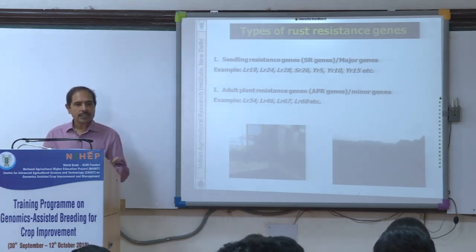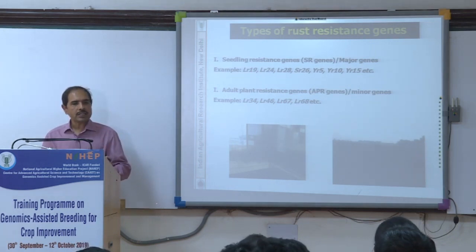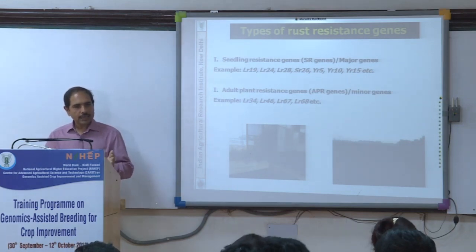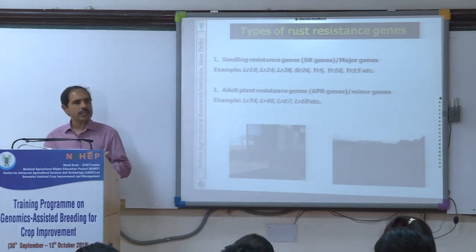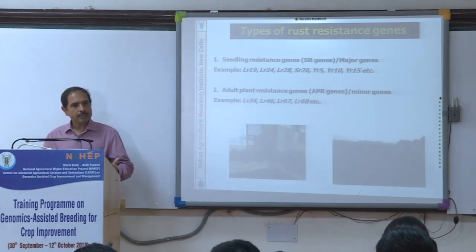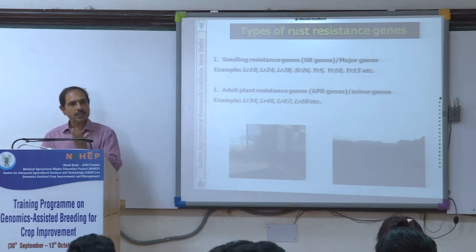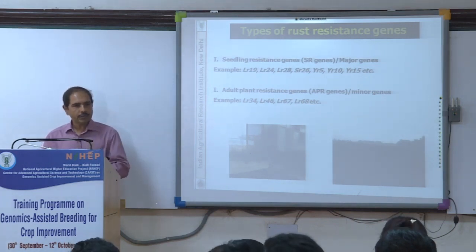So nowadays those seedling resistance genes are also described as all stage resistance genes, because they confer resistance at all the stages of plant growth. So these are ASR genes, all stage resistance genes or seedling resistance genes. Seedling resistance, because they confer resistance at the seedling stage, but it does not mean they confer resistance only at the seedling stage. Resistance continues throughout the life of the plant.